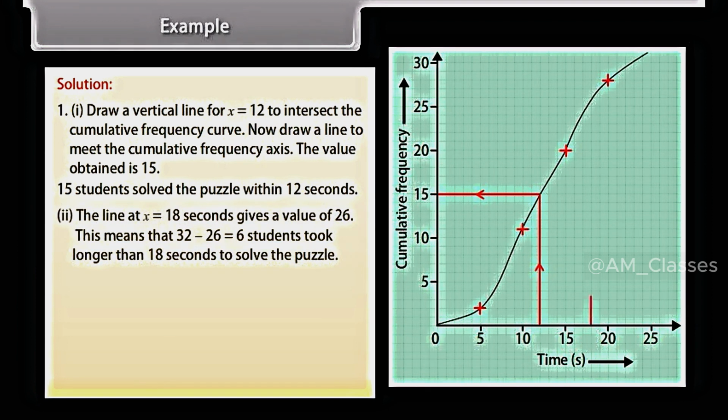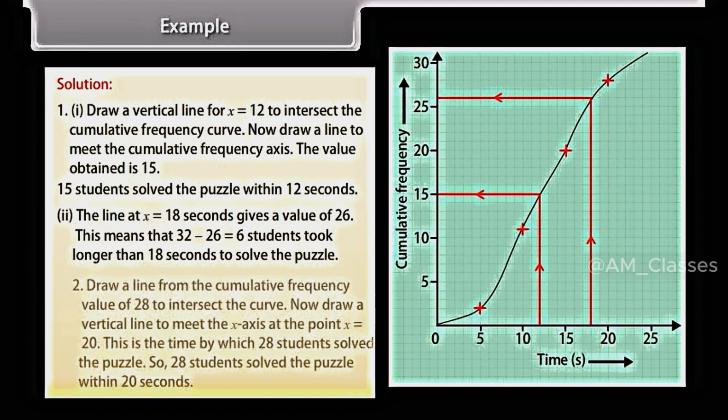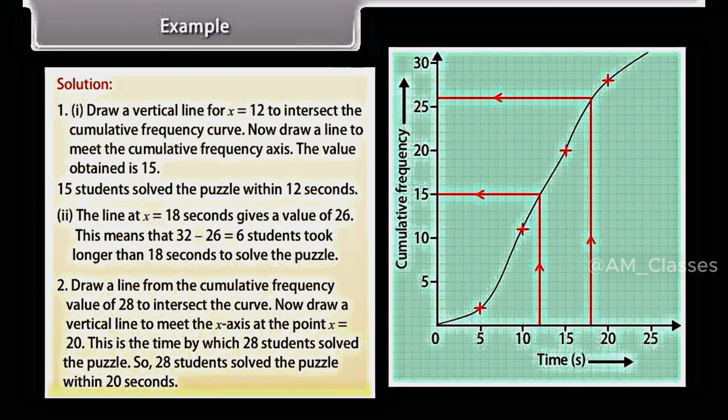The line at x as 18 seconds gives a value of 26. This means that 32 minus 26 equals 6 students took longer than 18 seconds to solve the puzzle. 2. Draw a line from the cumulative frequency value of 28 to intersect the curve. Now draw a vertical line to meet the x-axis at the point x as 20. This is the time by which 28 students solved the puzzle. So, 28 students solved the puzzle within 20 seconds.